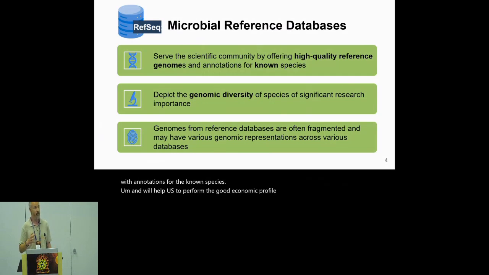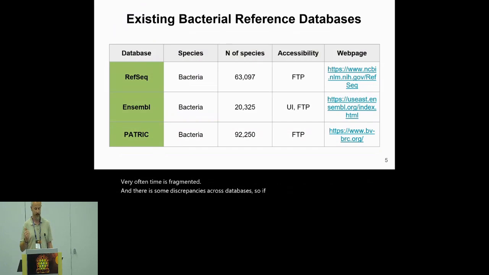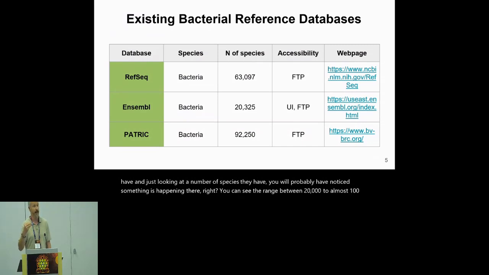However, the reality is that we don't always have the full genome in the reference. Very often it is fragmented, and there are some discrepancies across databases. If you take the current databases and just look at the number of species they have, you will probably notice something is happening there. You can see the range is between 20,000 and almost 100,000. Looking at those numbers, you will perhaps think that some of them are more complete or more noisy. But definitely there are differences.